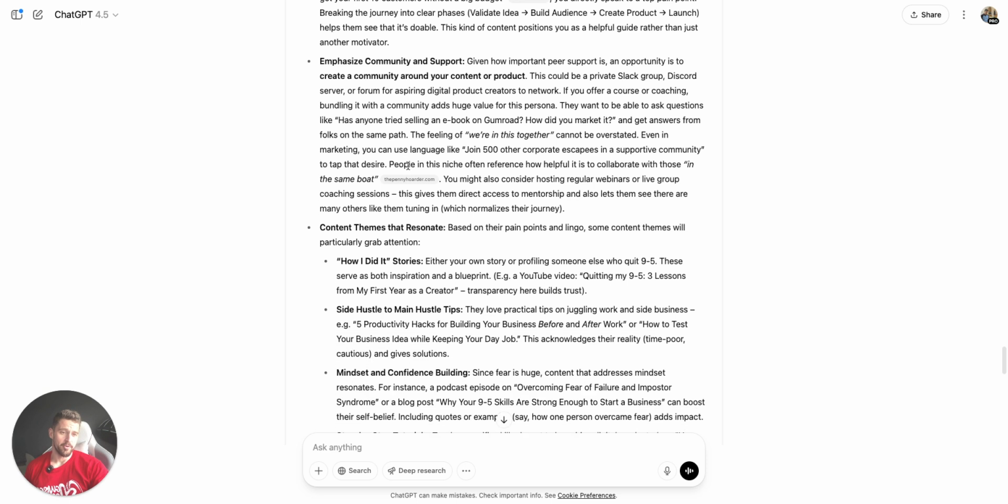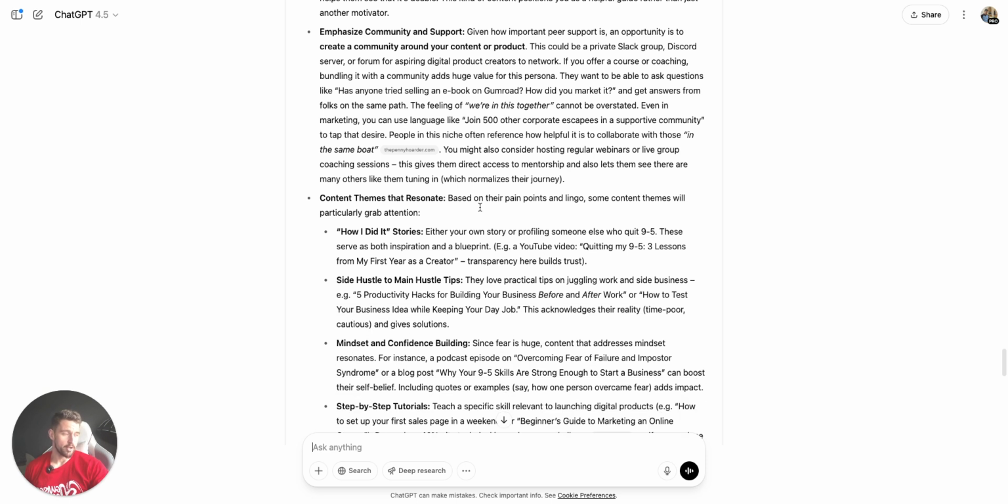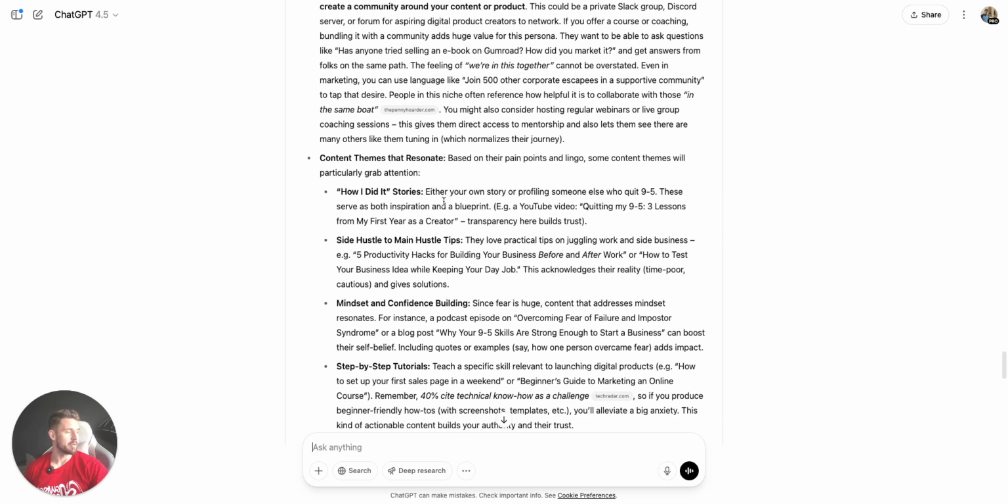Emphasize community and support. There's a lot on the community stuff at the minute, isn't there? With like school groups, and the community stuff is being heavily monetized at the minute as well, which might give it a negative overtone, but it can be a really valuable thing, that community, in that sense of people supporting you.